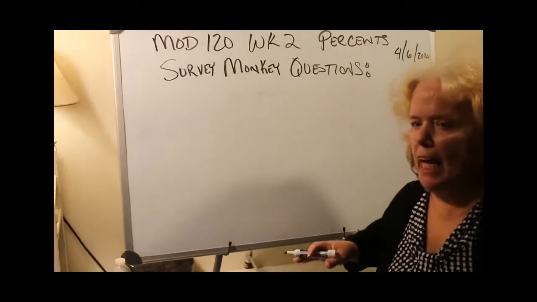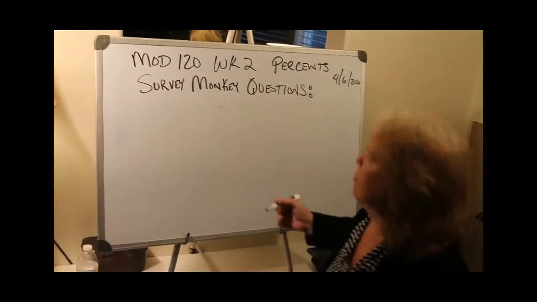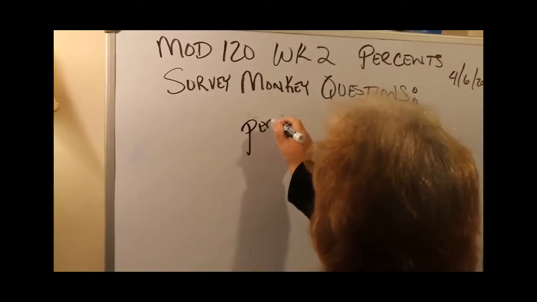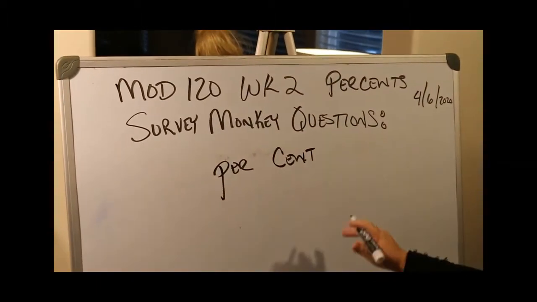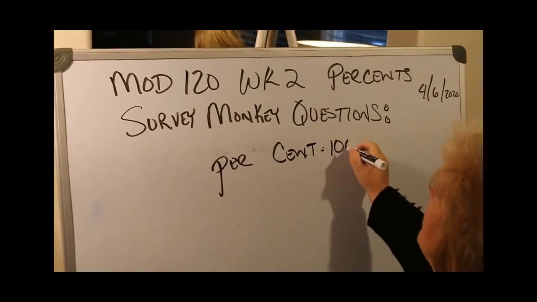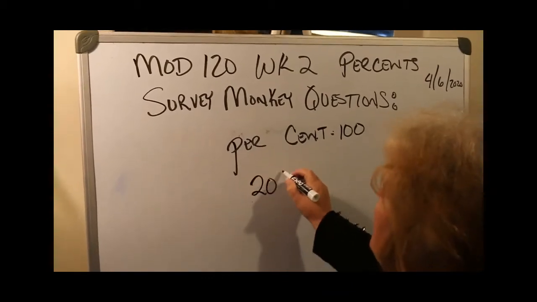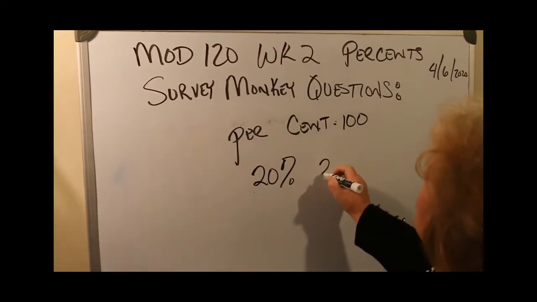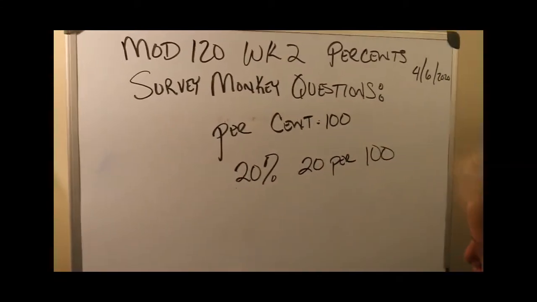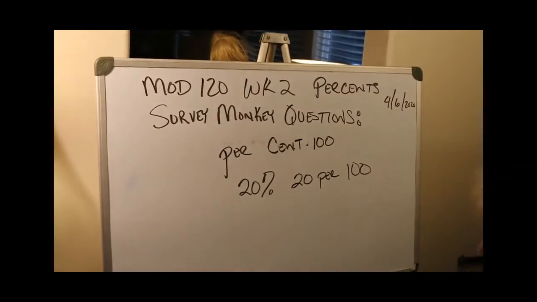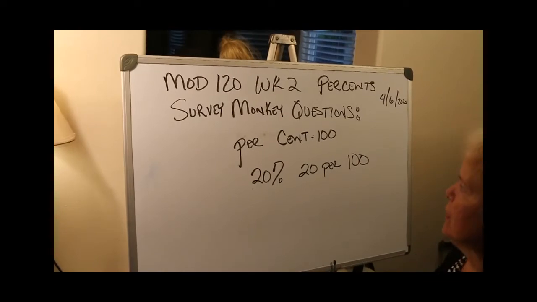Before I go into that, let's talk about what percent means. The word per, and then cent. Cent, as in centennial, means 100. So it means per 100. So if you have 20%, it means 20 per 100. If you have 100 apples and 20 of them are green, then 20% of your apples are green apples. So that's what percent means.